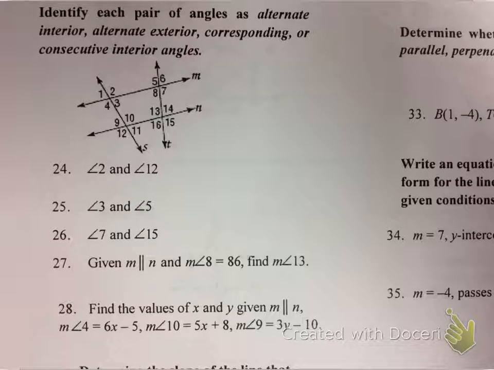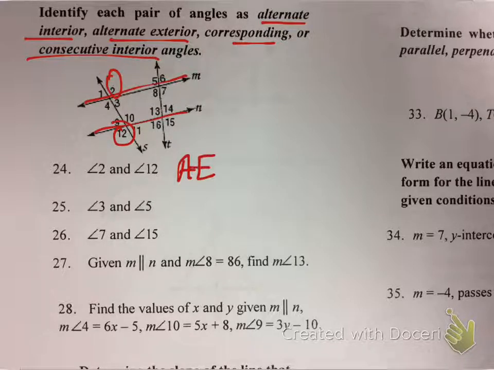Okay, you might want to make sure you know the definitions of these: alternate interior, alternate exterior, corresponding, and consecutive interior, like angle 2 and angle 12. Notice that angle 2 and angle 12 are on the outside of these two lines, so these would be alternate exterior. I'm just going to put here AE. Let's look at the next one. 3 and 5. 3 and 5 would be here and here.